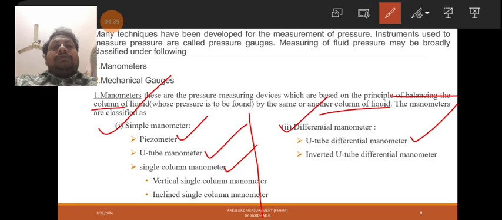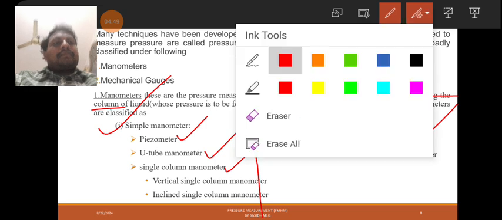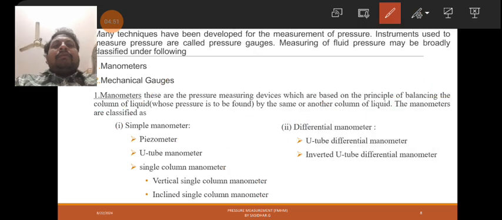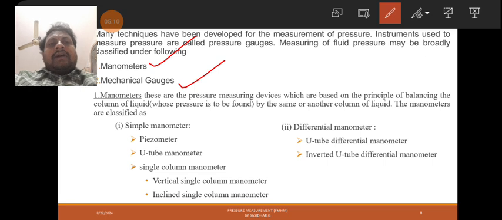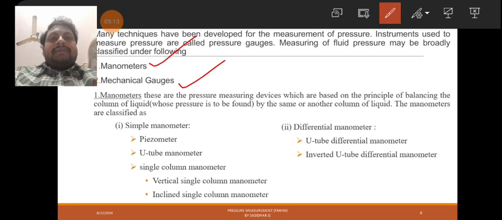Now we are going to see the piezometer and U-tube manometers in the simple manometers, and after that the differential manometers. The second type of pressure measuring instruments are mechanical gauges, like bellows gauges and Bourdon tube pressure gauges. In this class we are focusing only on manometers.